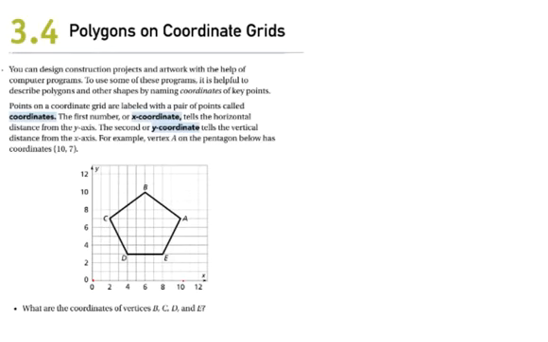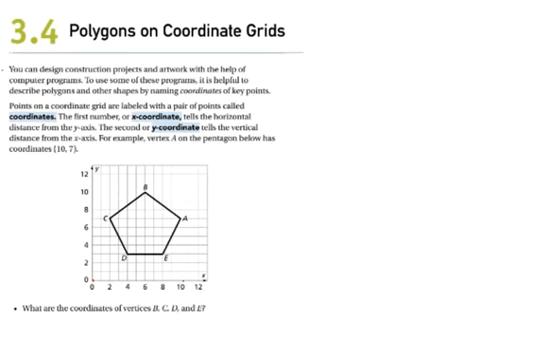So today we're going to work on 3.4 polygons and coordinate grids. It starts out by saying you can design construction projects and artwork with the help of computer programs. To use some of these programs, it's helpful to describe polygons and other shapes by naming coordinates of key points. So you can see here in blue, we have three new vocabulary words.